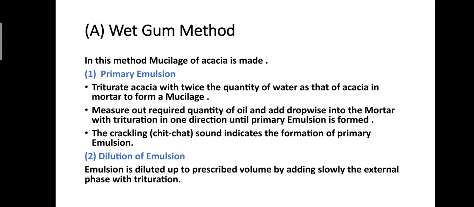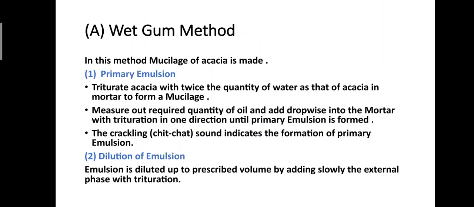Measure out the required quantity of oil and add it dropwise into the mortar with trituration in one direction until the primary emulsion is formed. The crackling, that is a clicking sound, indicates the formation of the primary emulsion. This is a very simple method.